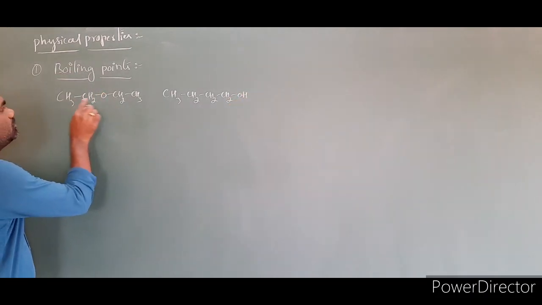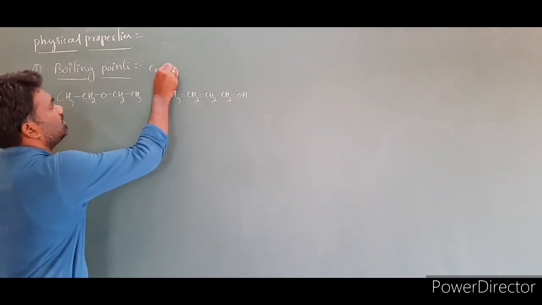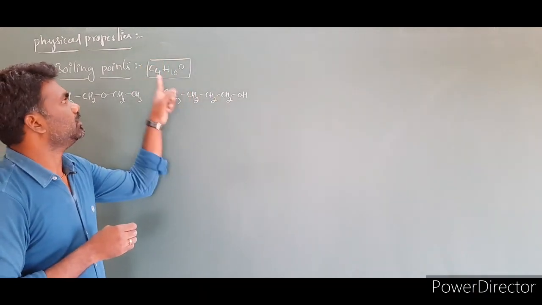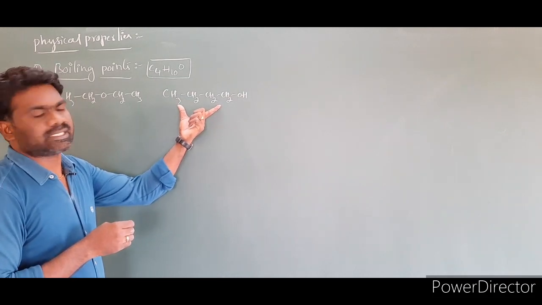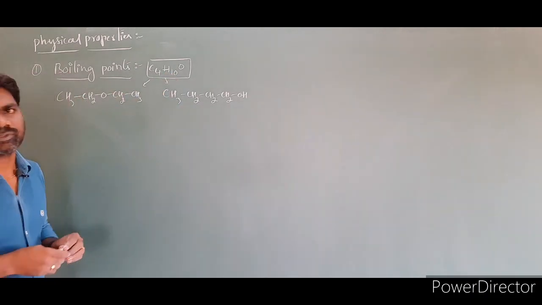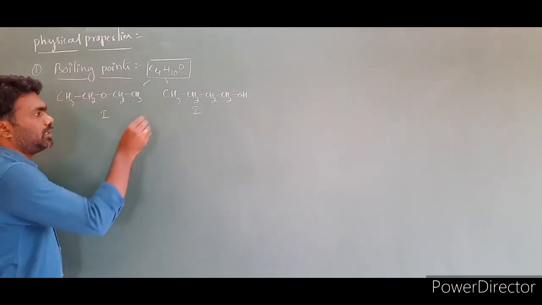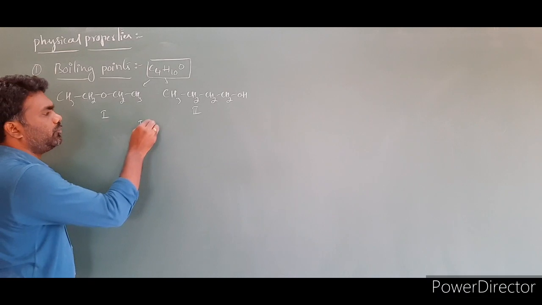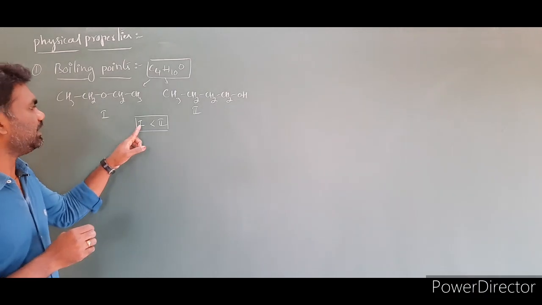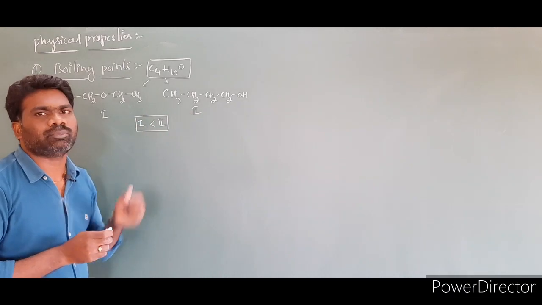So what is the number of carbons? 1, 2, 3, 4. C4, and the number of hydrogens 3 plus 2, 5, and 5, so H10O. C4H10O. Both have the same molecular formula. These are isomers. I am labeling this structure as 1 and this structure as 2. And comparing the boiling points, the boiling point of 1 is less than 2. This means the boiling point of ethers is less than the boiling points of alcohols, or the boiling points of alcohols are greater than the boiling points of ethers.